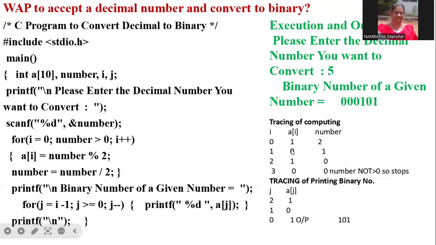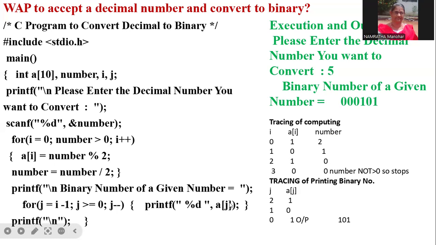So the remainder is 0. i increments to 2. So again 1 by 2. 1 by 2, remainder is 1, but the quotient is 0. So when i is incremented to 3, the number is also 0. Since num is 0, that is, num is not greater than 0, the condition fails. Until the number is greater than 0, the loop runs. It is not greater than 0, so the for loop stops here.